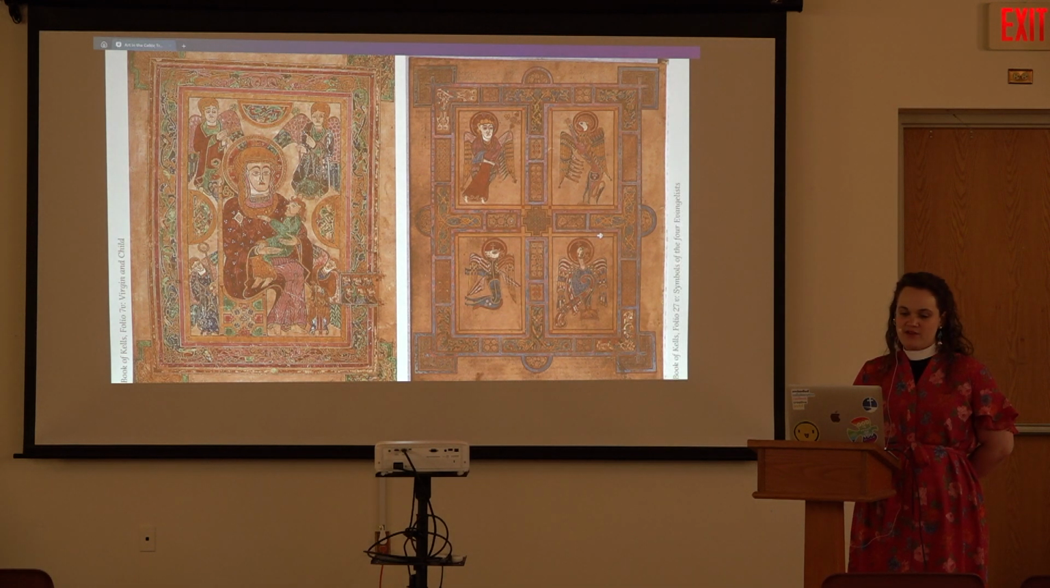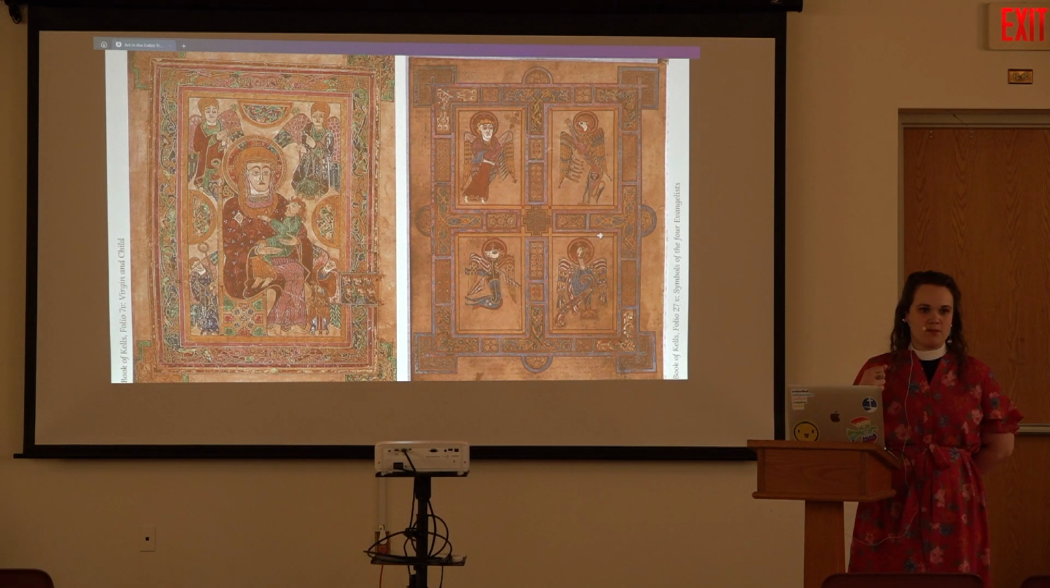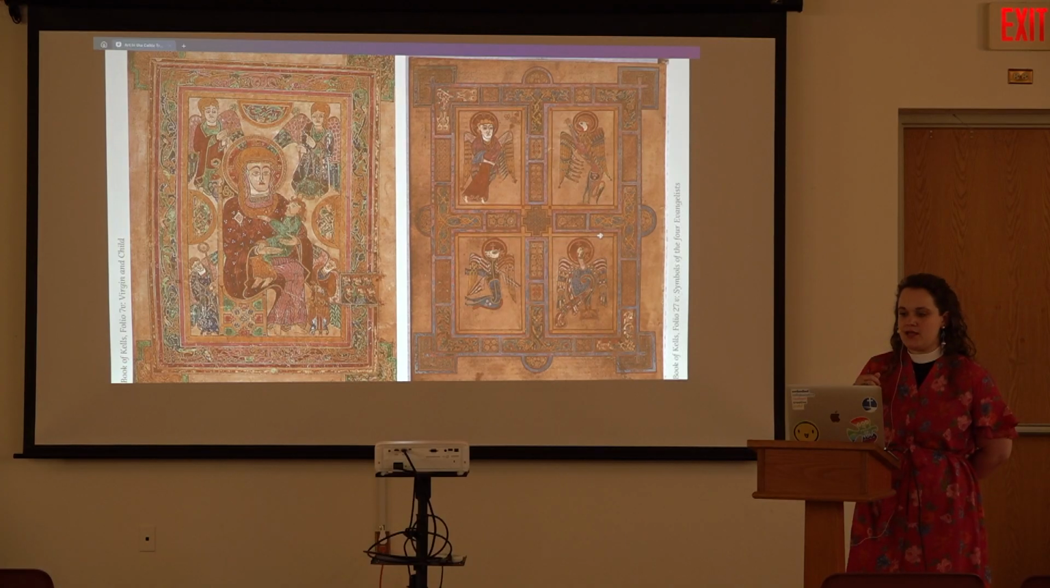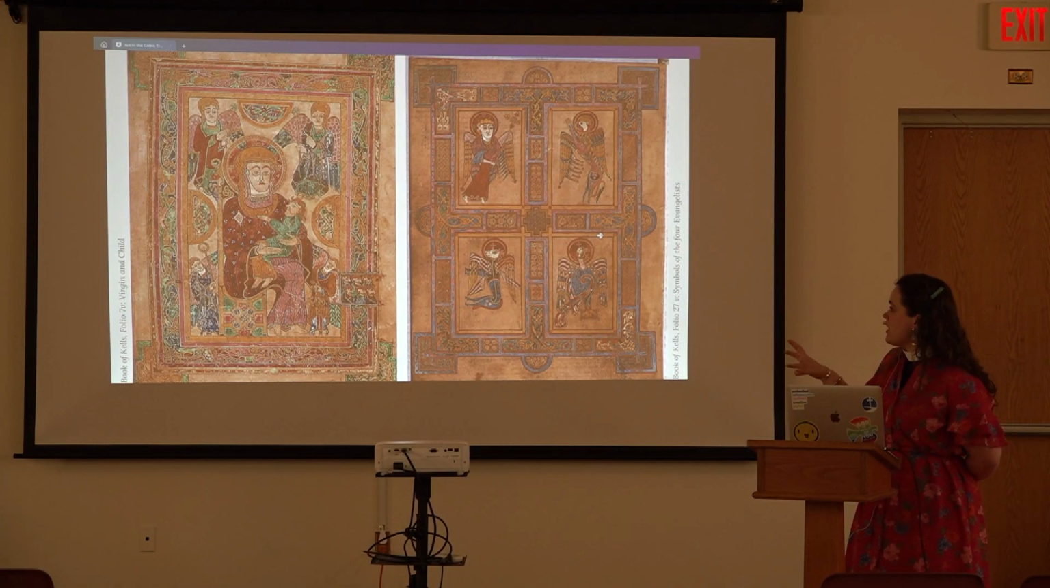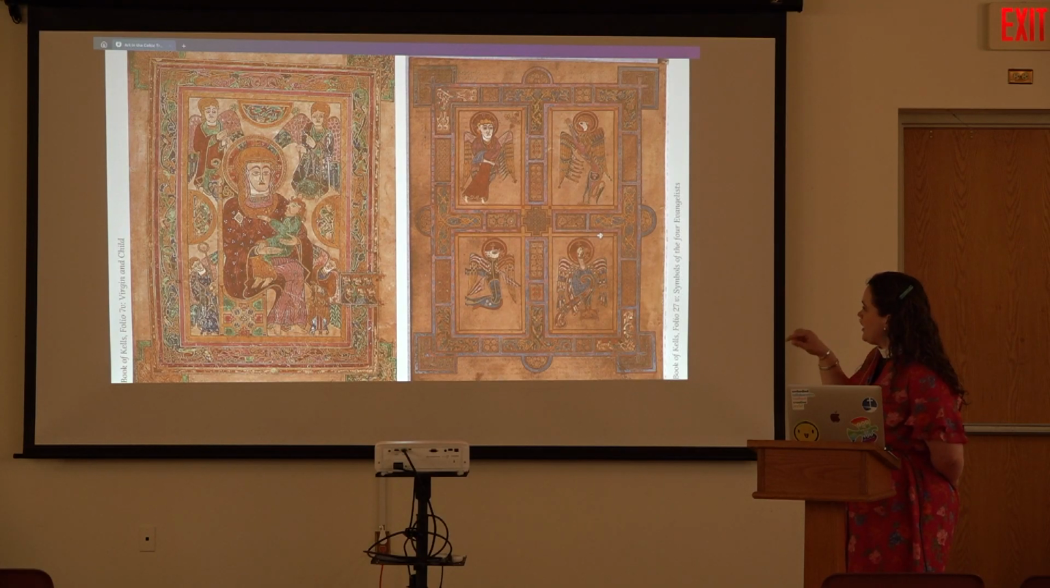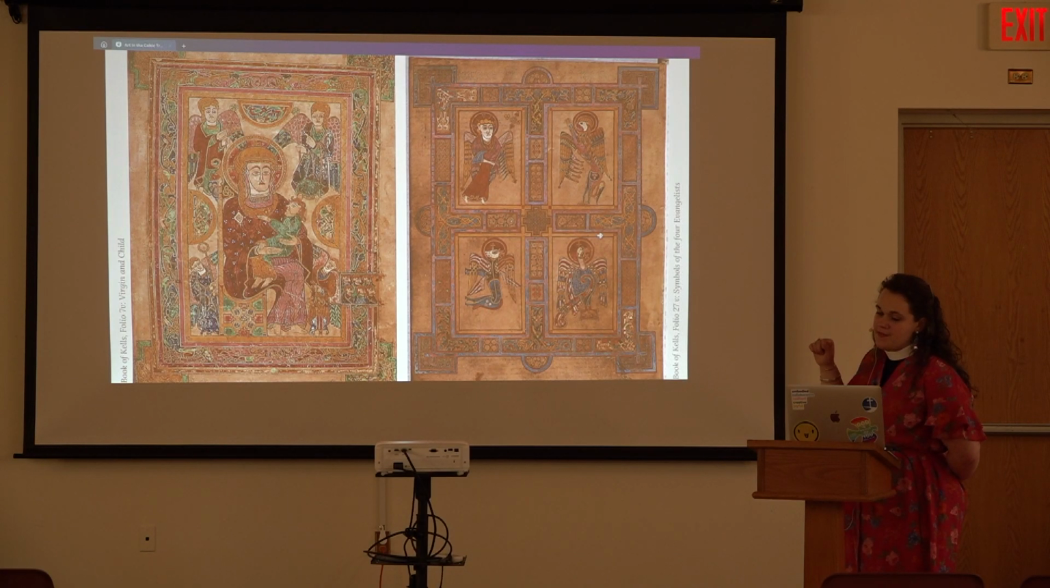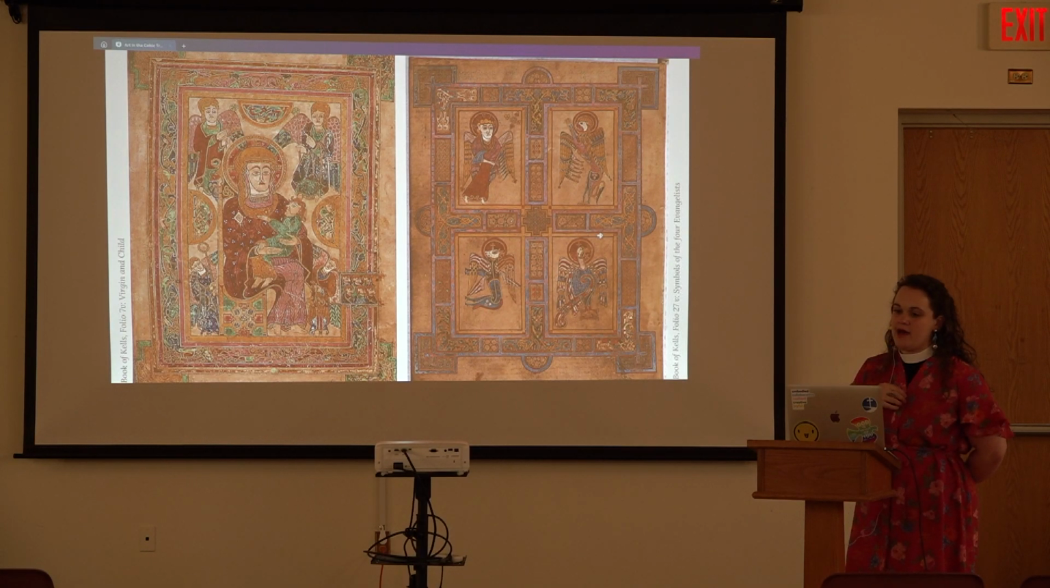A couple more. These are pretty famous pages from the Book of Kells, so you maybe have seen these before. On the left, the Virgin Mary and child, angels surrounding them. Again, we see some of those Celtic images coming in. Lots of detail there. And then on the right, we have the images of the Gospelers.